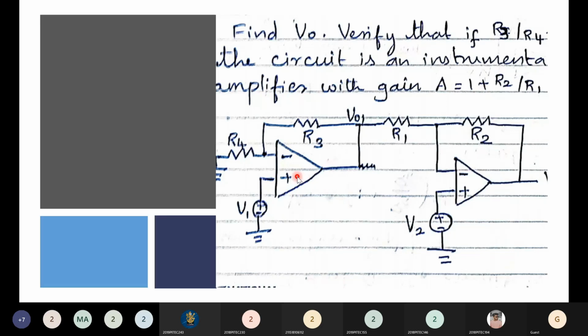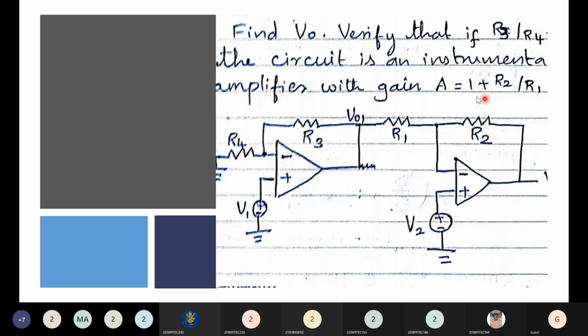First, take this op-amp. Input is given to the non-inverting terminal. Inverting terminal is grounded through a resistor, and you have a feedback. Of course, it's a known circuit, is it not? What circuit is this? It is a non-inverting amplifier circuit. We know the output expression. Output will always be 1 plus Rf by R1 times the input. So 1 plus R3 by R4 times the input V1. That will be V01.